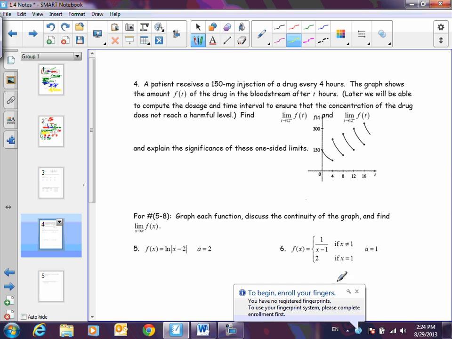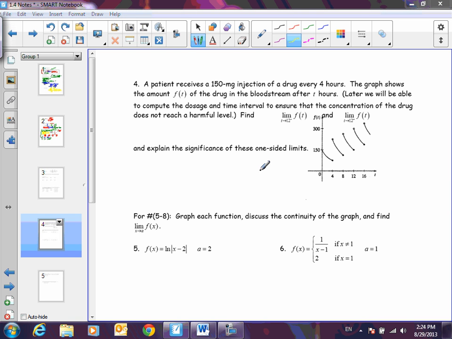Real quickly, I want to ask you about this number 4. It says, what does the left and right-sided limit mean? First of all, this is not continuous, right? Not continuous. The left-sided limits are really low, while the right-sided limits are really high. Each time, it jumps considerably. In real life, why does it jump? And I didn't read the problem, but you take your time to look at the problem and tell me.